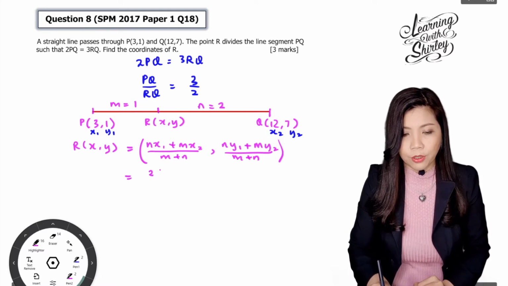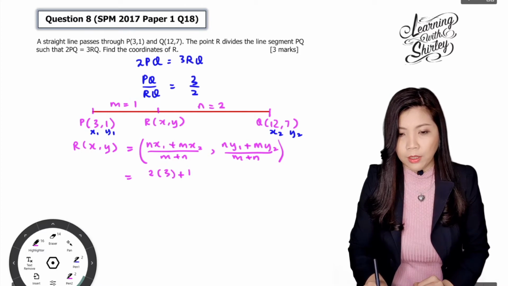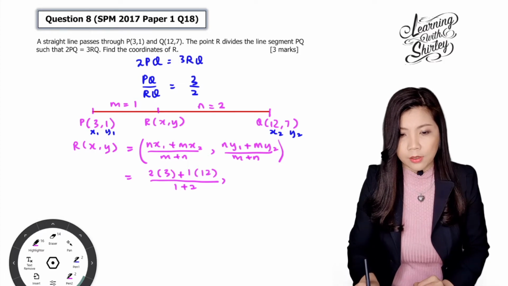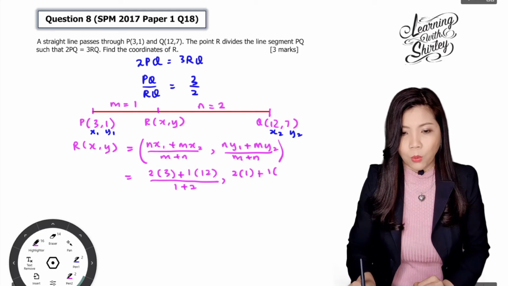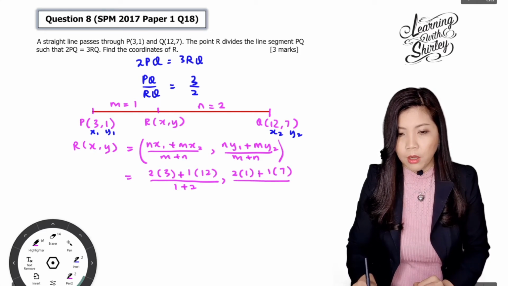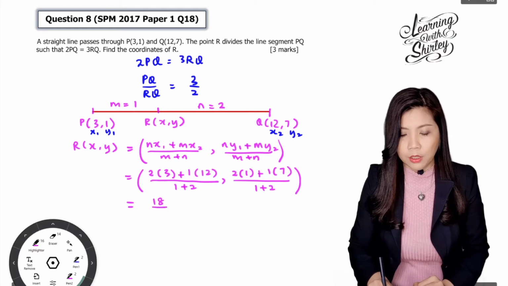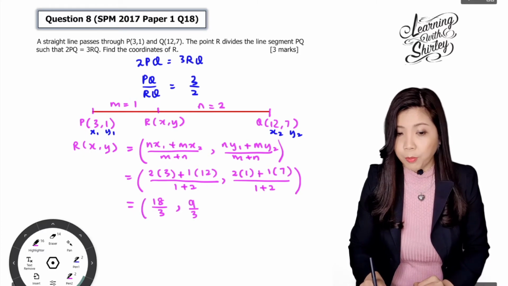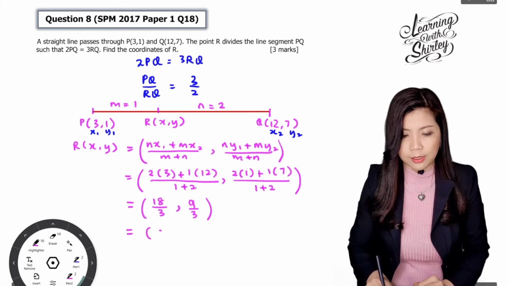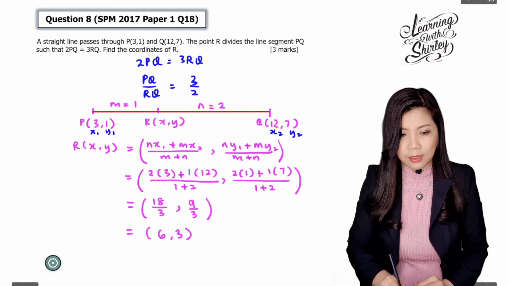N is 2, x1 is 3, plus M is 1, x2 is 12, over M plus N, which is 1 plus 2, then comma. N is 2 and y1 is 1, plus M is 1 and y2 is 7, over 1 plus 2. Now let's solve this. 6 plus 12 is 18, so 18 over 3. And 2 plus 7 is 9, so 9 over 3. Remember your bracket because it's a coordinate. So therefore, the answer is (6,3). So that's the answer.